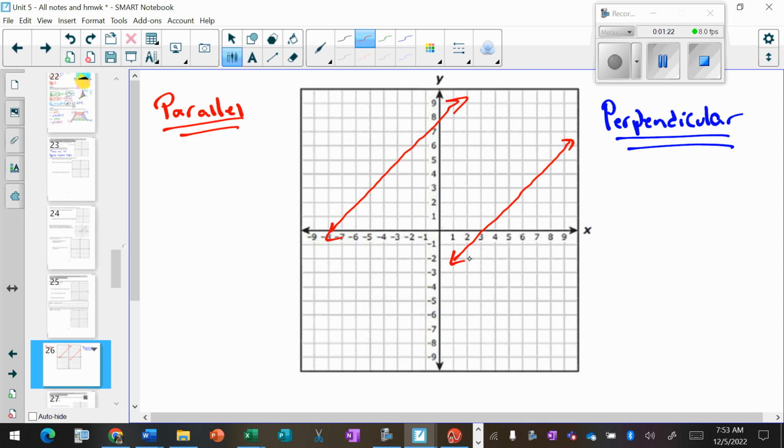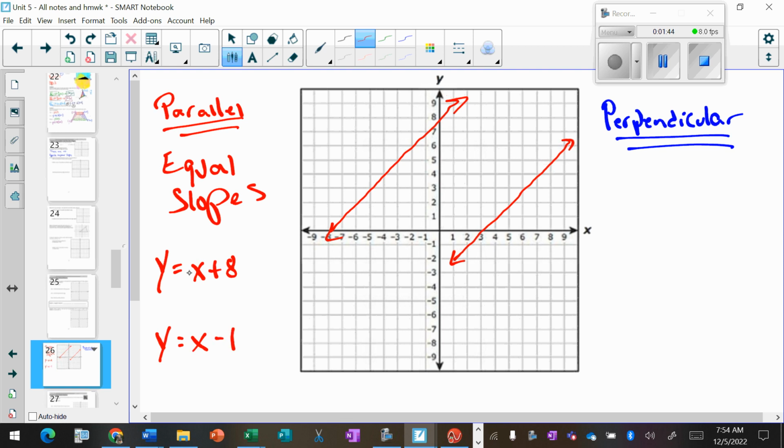Anyways, two lines that have equal slopes are parallel. So both of the lines that I drew have a slope of 1. So one of the equations would be y equals x plus 8, and the other one would be y equals x minus 3, both having a slope of positive 1. So when you have a slope of positive 1, you might not see the slope drawn in. Like the number 1, you won't see it drawn.